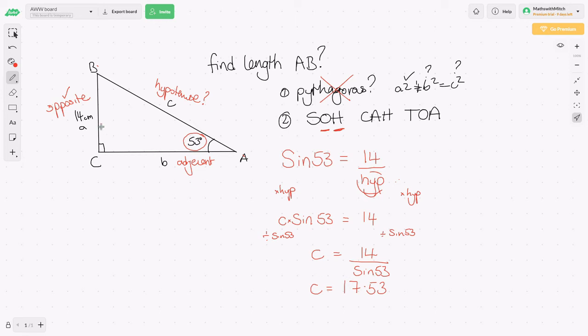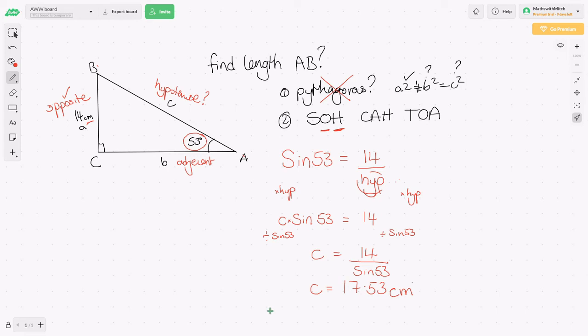Remembering your units here, we saw that was in centimeters, so we want to be in centimeters. You might have a slightly different answer. Remembering, depending on the calculator, you might be able to store the full term that you get for sine 53, considering it has lots of decimal places. However, you might need to do sine 53 first, write it down to a good number of decimal places, and then use that in your calculator. So you might get a slightly different answer due to rounding.